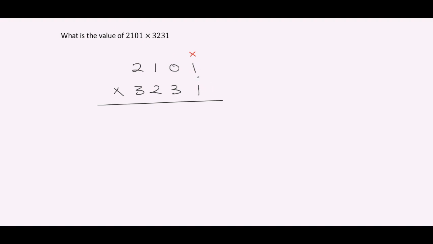So we have 1 multiplied by 1, we have 1. 0 multiplied by 1, we have 0. 1 multiplied by 1, we have 1. 2 multiplied by 1, we have 2.